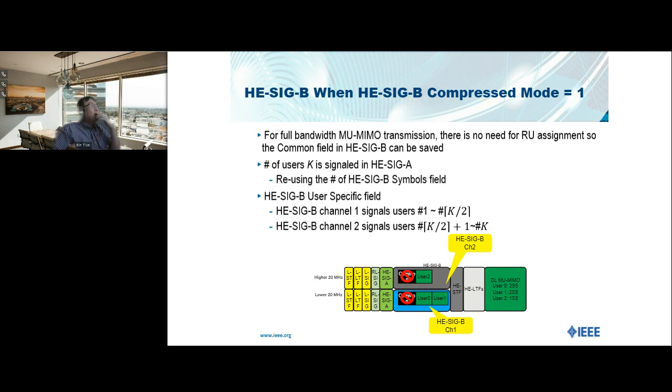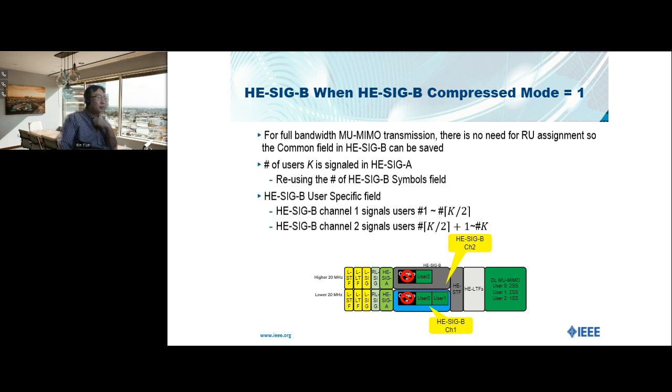Now we mention the compression mode. We mentioned HE-SIG-B has a common field, the per-assignment field, and the per-user information field. There is one special case, which is full bandwidth MU-MIMO transmission. There is no need for RU assignment in the common field. So the common field in HE-SIG-B can be saved because it's full bandwidth. The only thing you need to indicate is the number of MU-MIMO users.